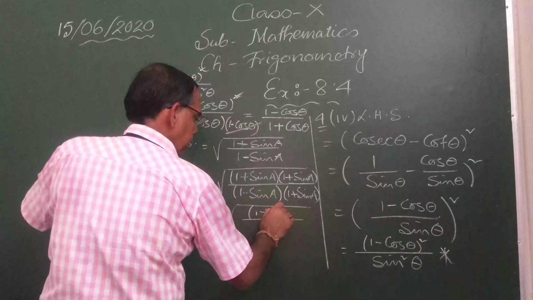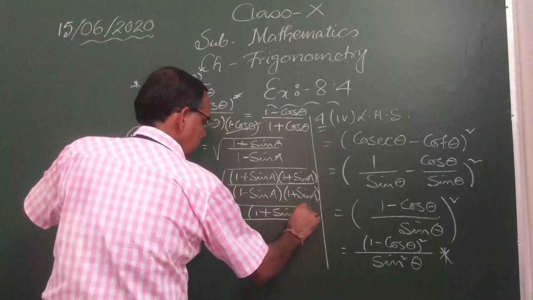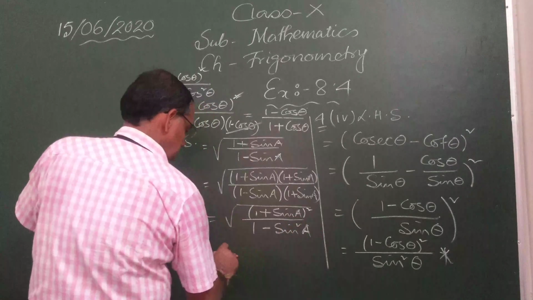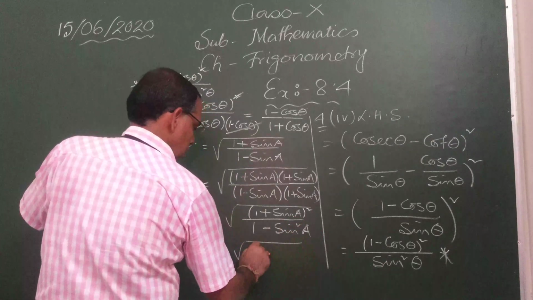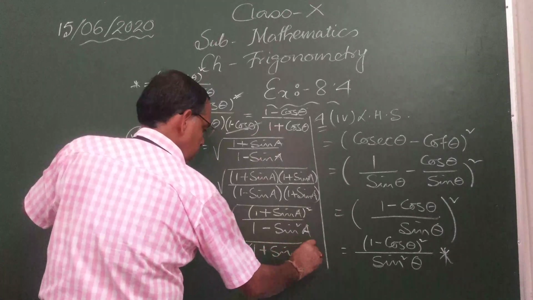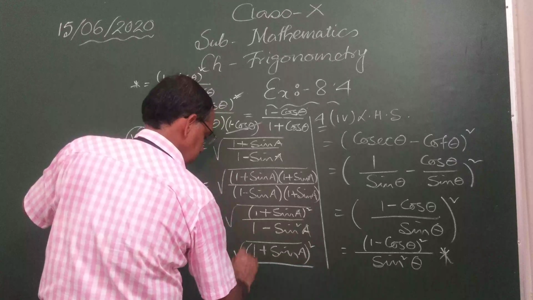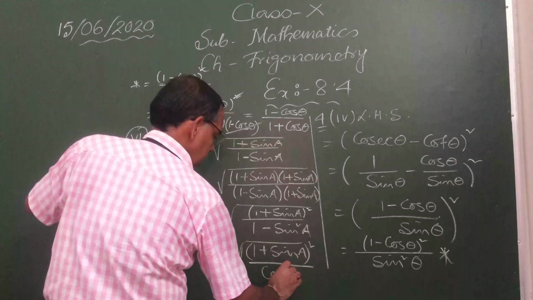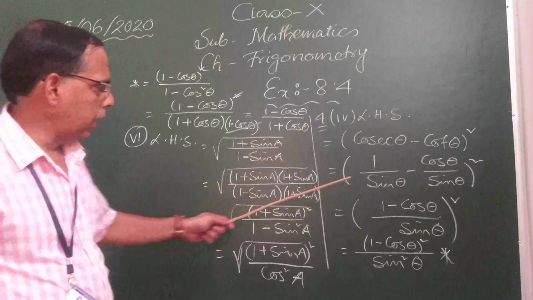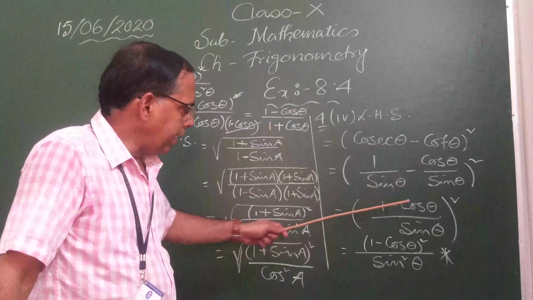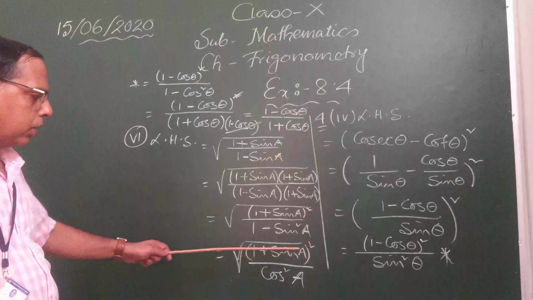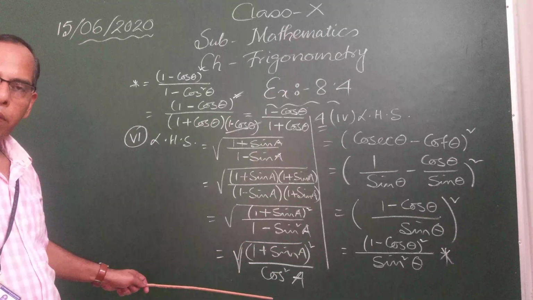1 plus sin A whole square, 1 minus sin square A. Then 1 plus sin A whole square divided by cos square A. Now you check that other question. See here what we have done. 1 minus cos theta whole square divided by sin square theta. Now here also 1 plus sin A whole square divided by cos square A.